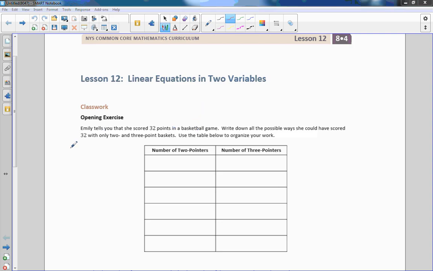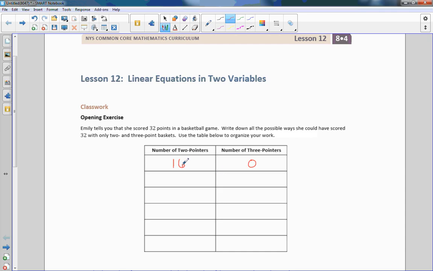Okay, so the first thing I would do is think of just 2-pointers, because 3 will not go into 32 evenly. 32 is even, so 2 will. So 32 divided by 2 is 16. So she could get 16 2-pointers, and that adds up to 32. And so therefore 0 3-pointers.